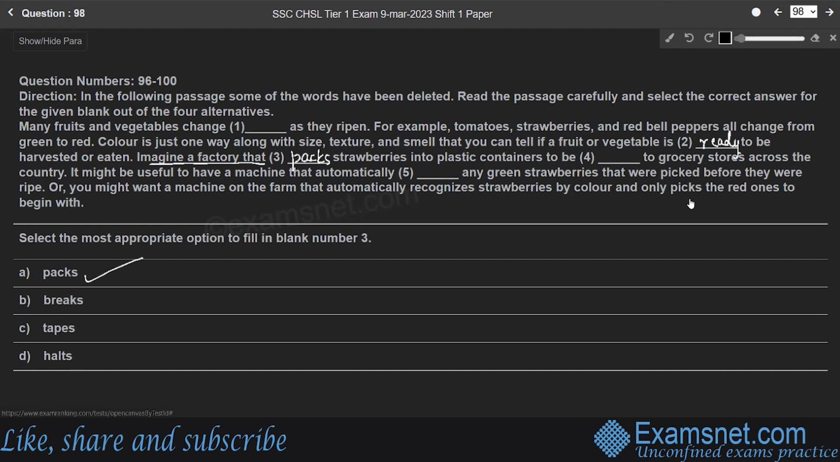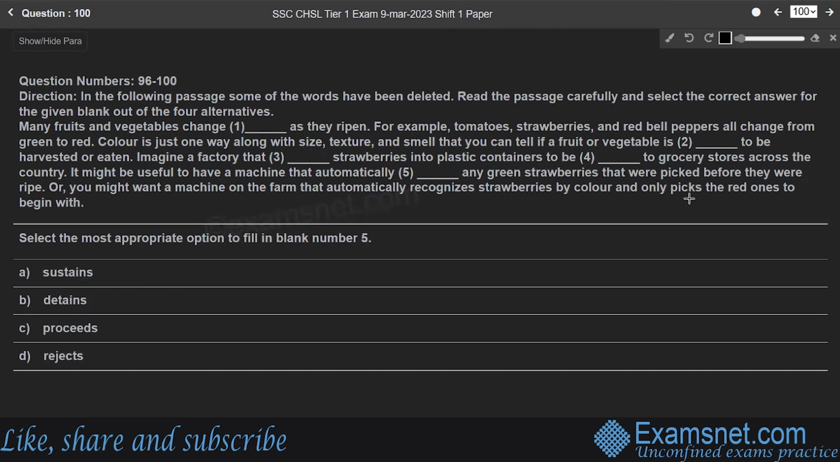So for that, let us go to question number 99. Right? So into plastic containers to be dashed to grocery stores across the country. So to be shipped off, option B, right? So for question number 99, option B is the right answer, right? So to be shipped off to grocery stores across the country.